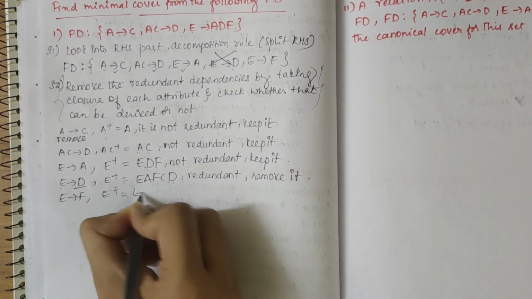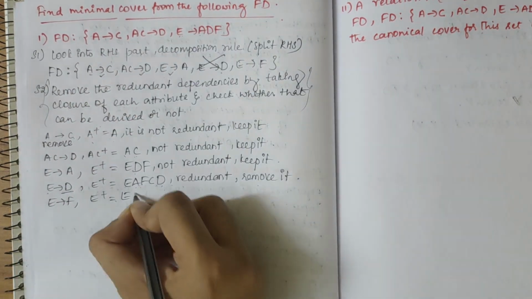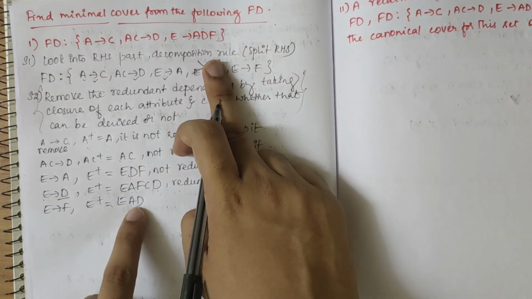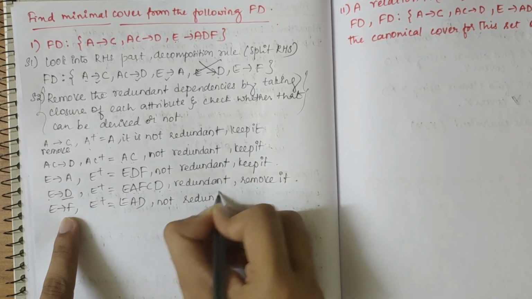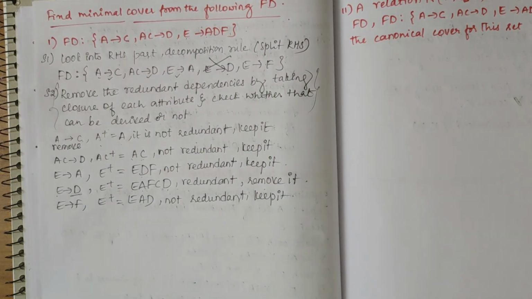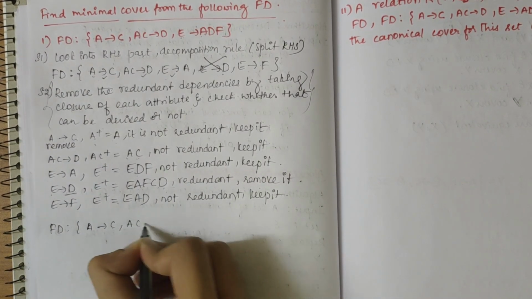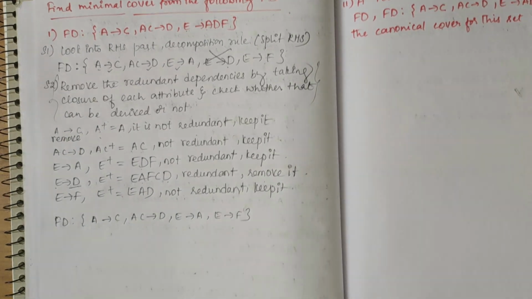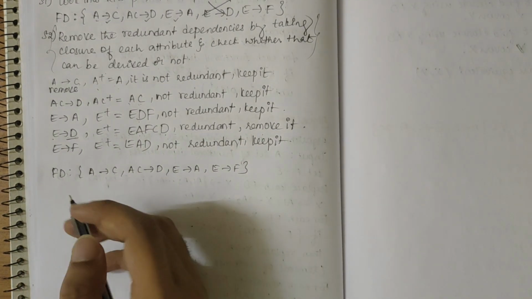Now I have E determines F. Finding E closure, I have E. Close this. Check, E determines anything? A and D. Let's write A and D. There's no attribute which would determine F, which I wanted on the RHS part. So it is not redundant. Keep it. So I'm done with all the functional dependencies, right? I'll write the updated list now. It would be A determines C, AC determines D, E determines A, E determines F. So I'm done with the second step of removing the redundant dependencies.